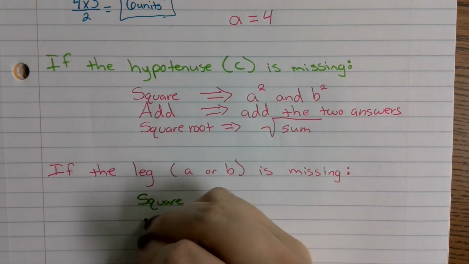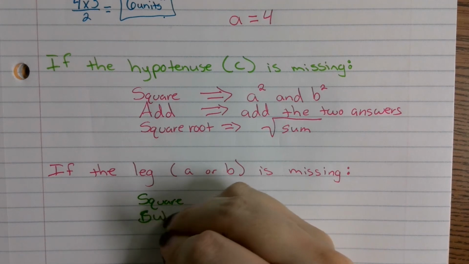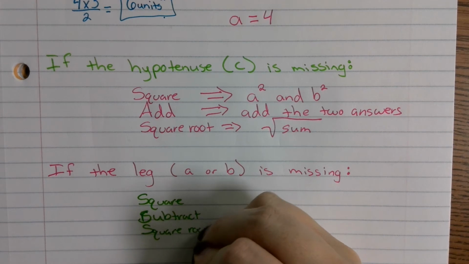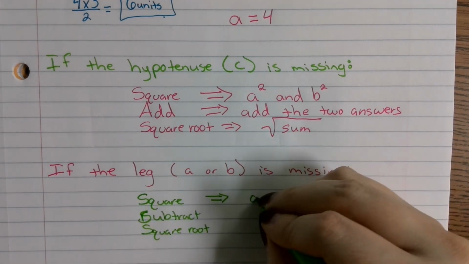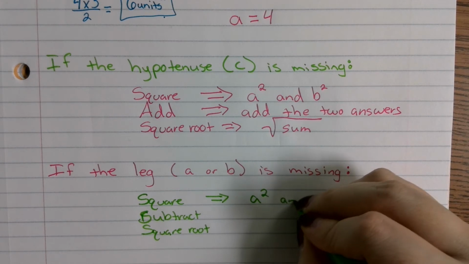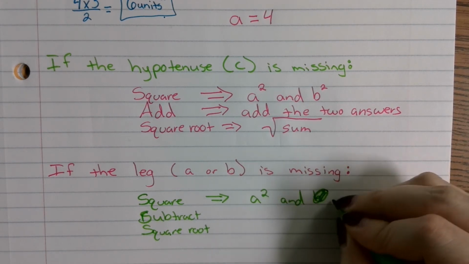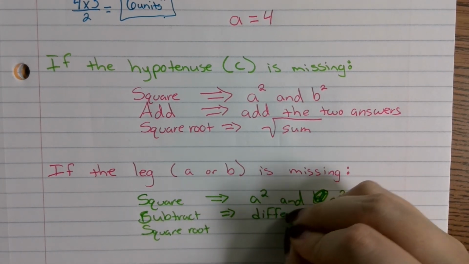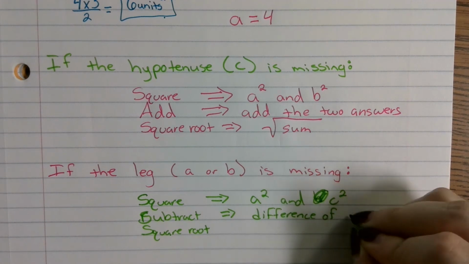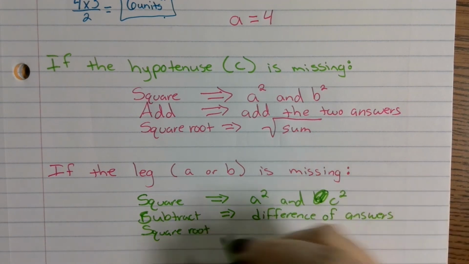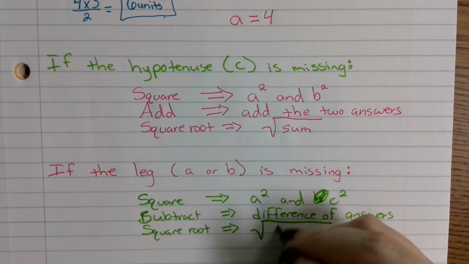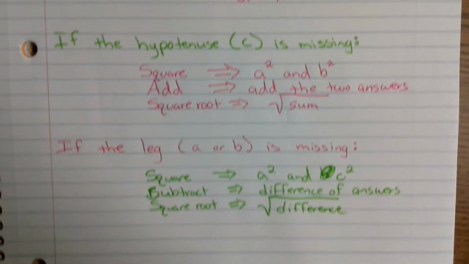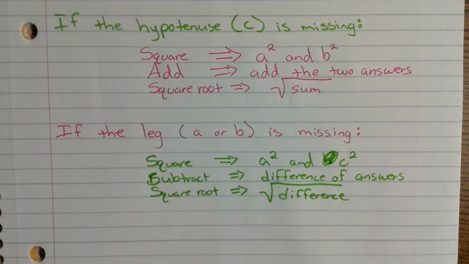So it's a similar concept: square, subtract, square root. Same idea, A squared and C squared. Then you take the difference of the two numbers or two answers. And then you take the square root of that difference. Very similar concepts.